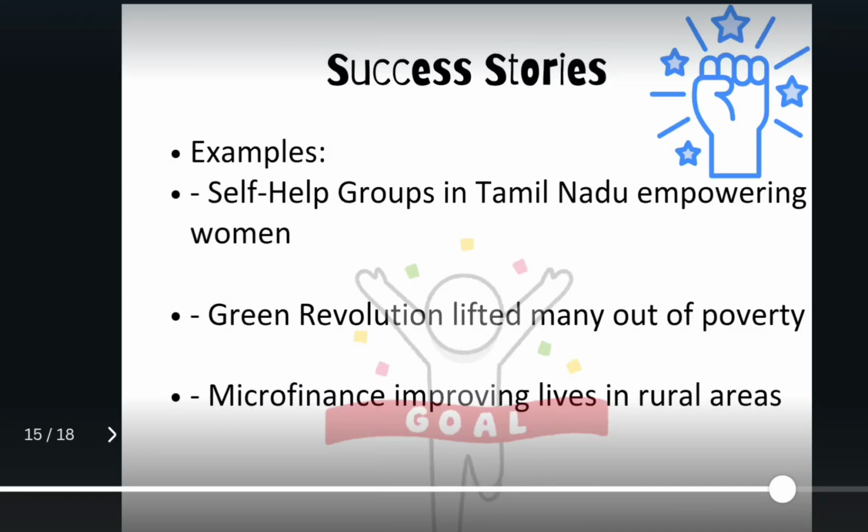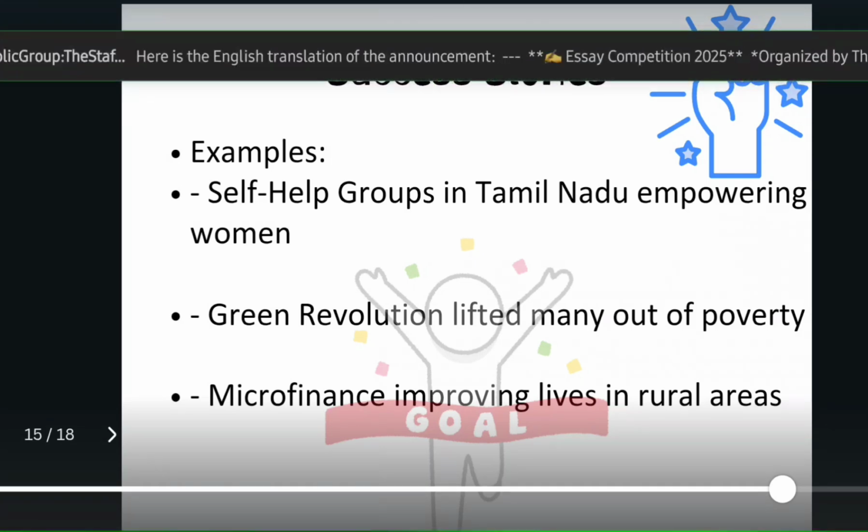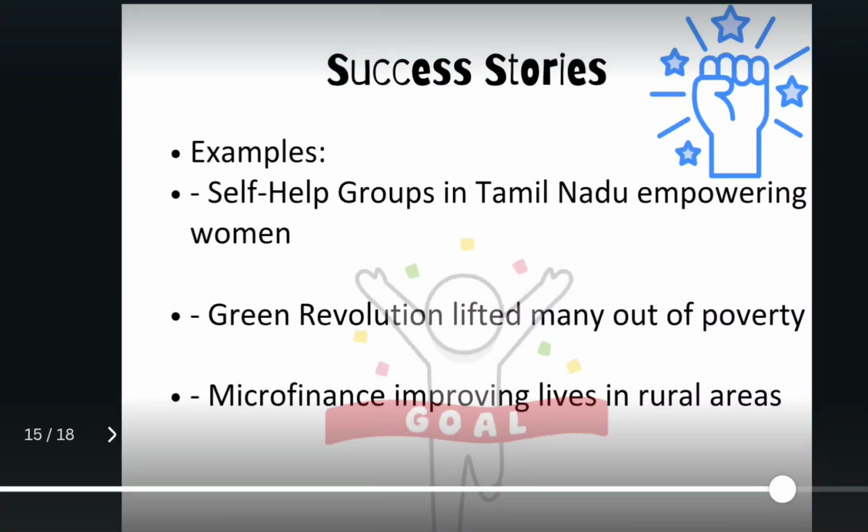Now let's read some success stories, examples. So self help groups in Tamil Nadu empowering women. So these groups are making sure to empower women. Success stories. Let us understand some examples, real life scenarios which are empowering people all over. Green revolution lifted many out of poverty and microfinance improving lives in rural areas.